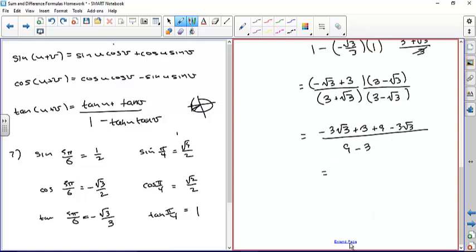So if you simplify the numerator, you'll get negative 6 square root of 3 plus 12 divided by 6, which is negative the square root of 3 plus 2. And that's going to give you a positive number because the square root of 3 is less than 2, so when you subtract it, you get a positive number. And that makes sense, since tangent is positive in the third quadrant. So that's the tangent of 13 pi over 12.